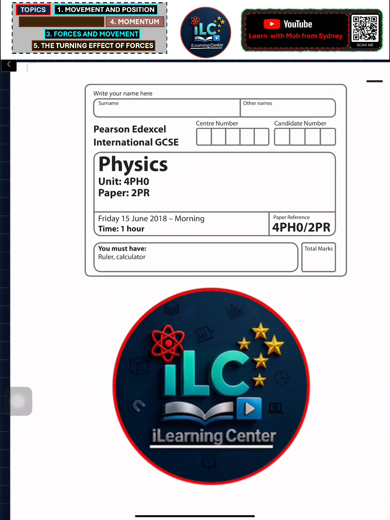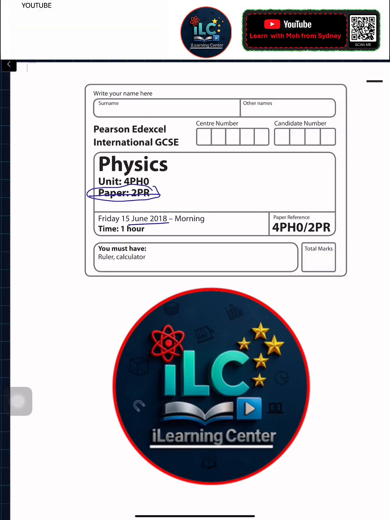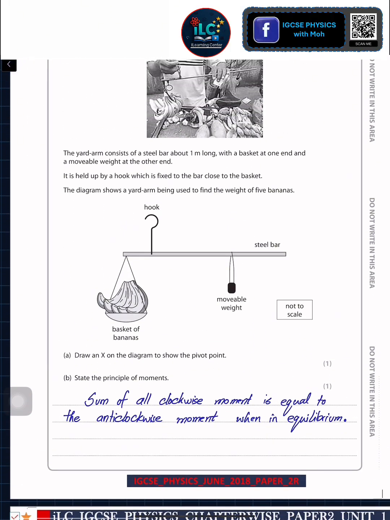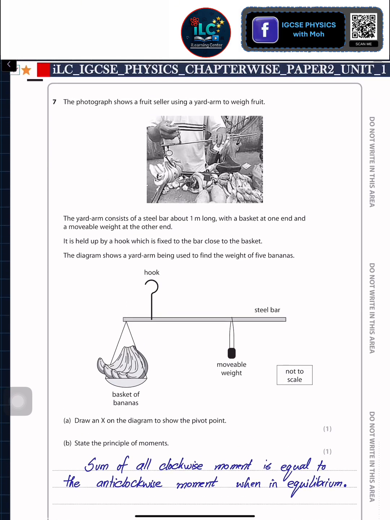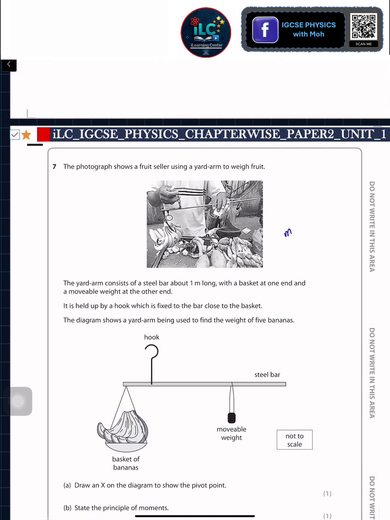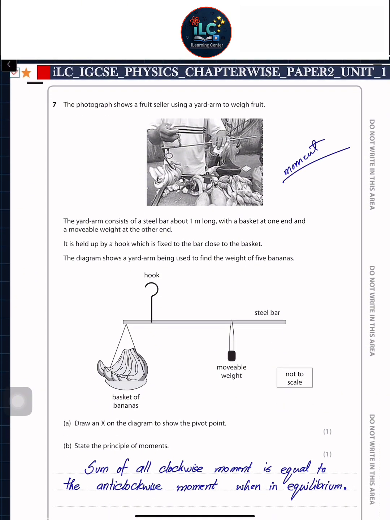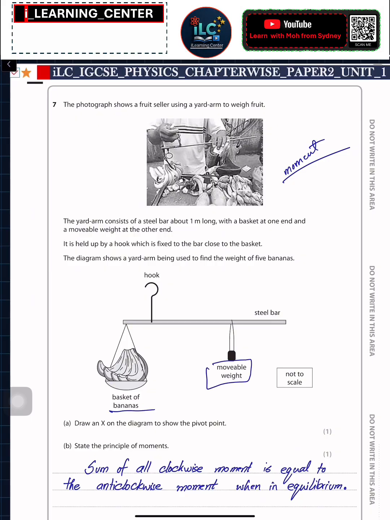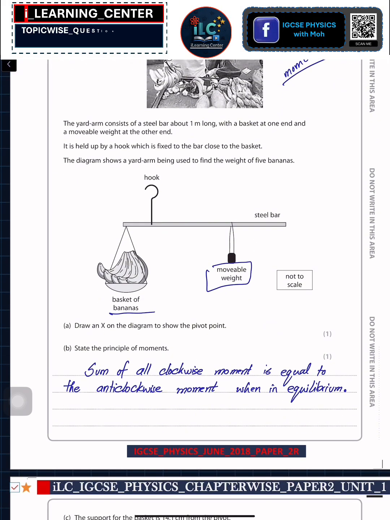Another question from June 2018, but international paper. So if you look at this, this is exactly the same question that we have just done before. The question is about moments. So we will go through this very quickly. If you read the question very carefully, what he's doing here is using this plank, he's basically measuring the basket of banana and he's using this movable weight. So the first question asks you to draw an X on the diagram to show the pivot.